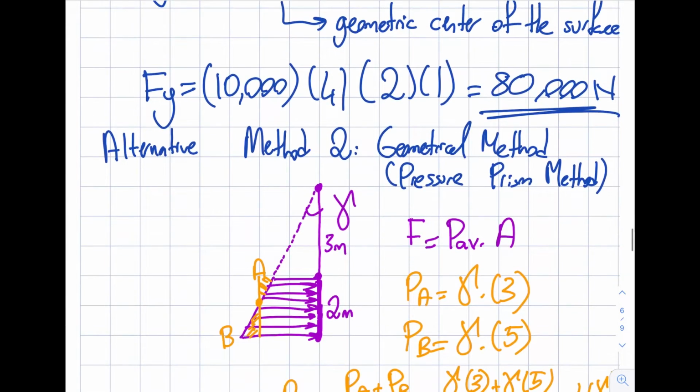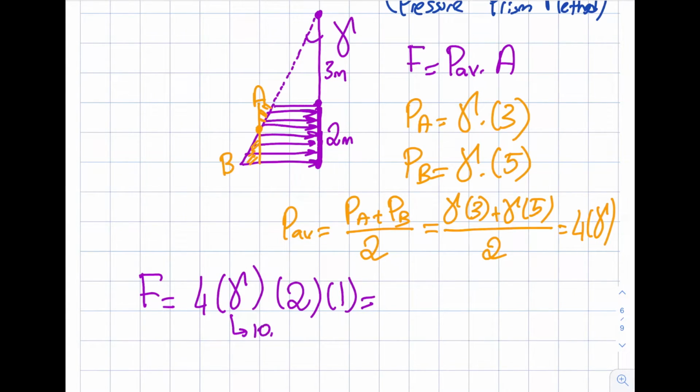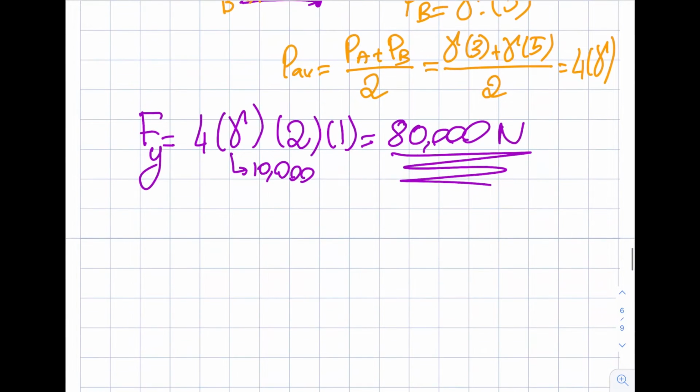However, if you are making a mistake, you can catch it by alternative method 2. In alternative method 1, what you do is you plug numbers in and hope for the best. So you get P average over here. Then F will be P average, which is 4 times specific weight, times area, which is 2, height 1 into the page. Now, obviously the specific weight is 10,000. So I get 80,000 for my Fy value this time around as well, which makes sense. It's the same thing that I'm doing here. So when it's all said and done, Fp will be 80,000 in the positive J direction.